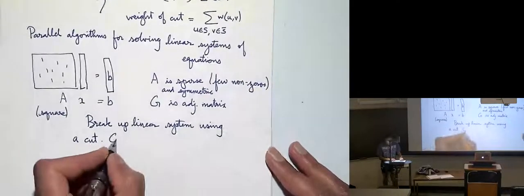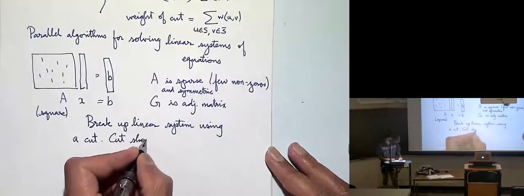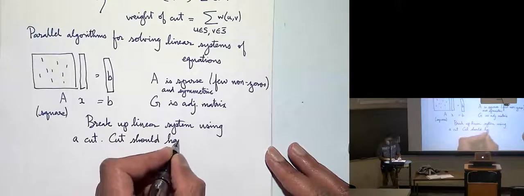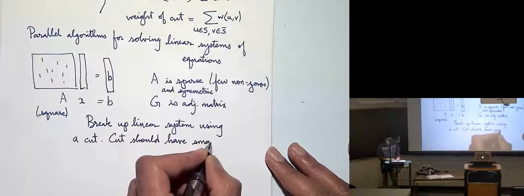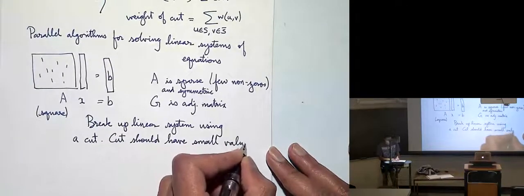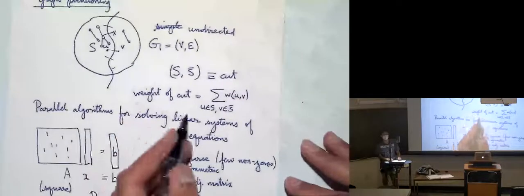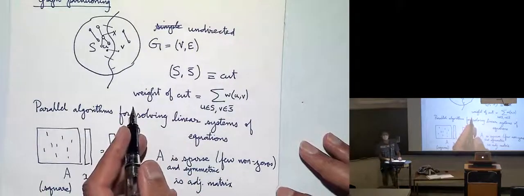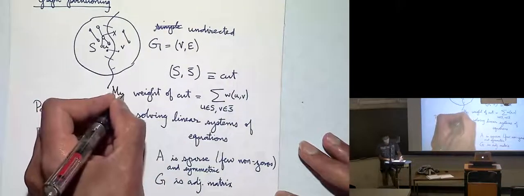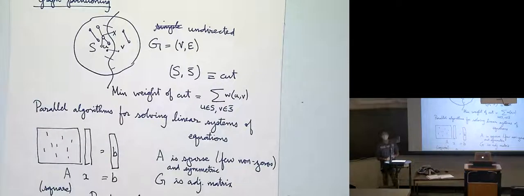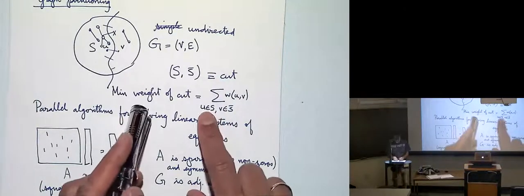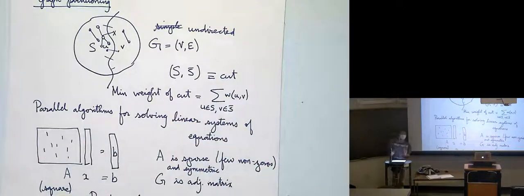And the cut should have small value. Right? So that's where you want to maybe minimize the weight of the cut. So it's common to say find the minimum weight of a cut. Does that make sense? But this is one version of this problem.